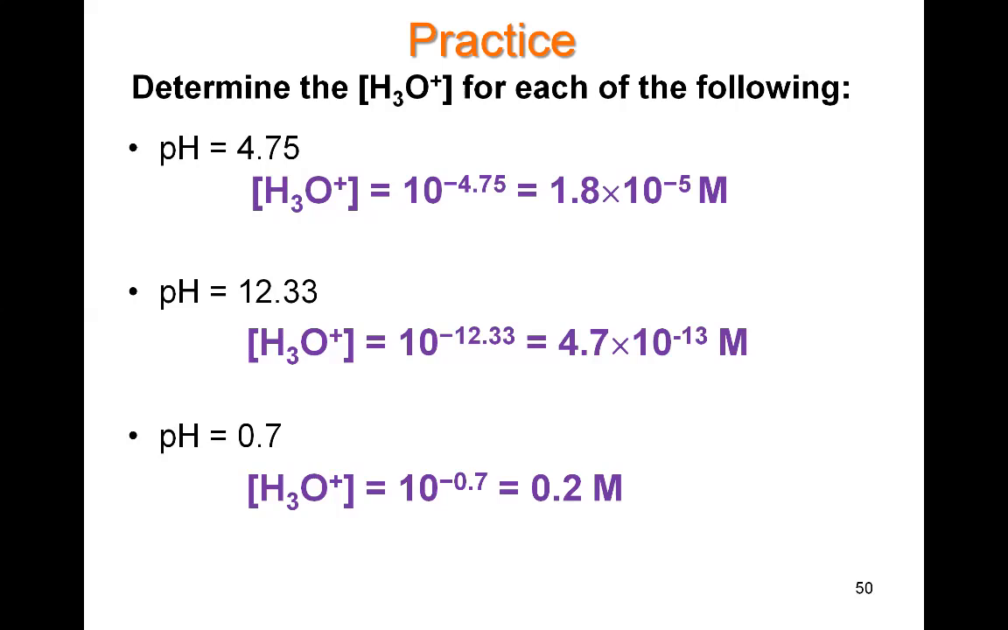Is this solution acidic or basic? pH 0.7 is very acidic because it's below 7, right? Well below 7, almost 0. So very acidic.